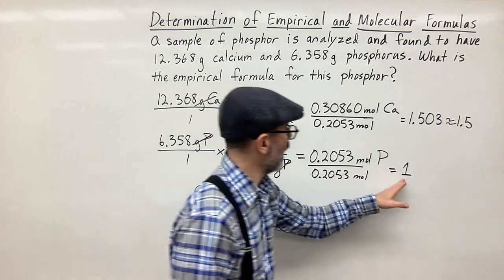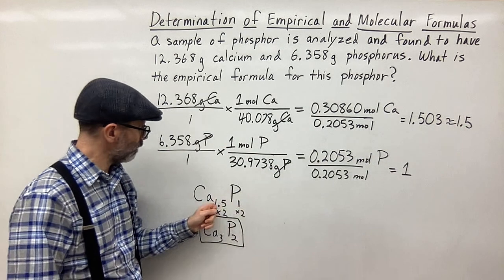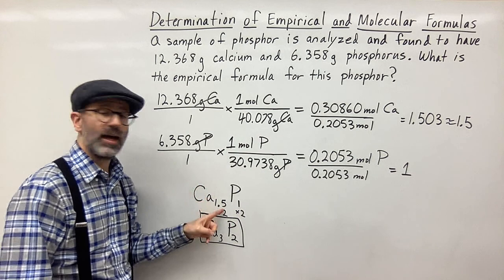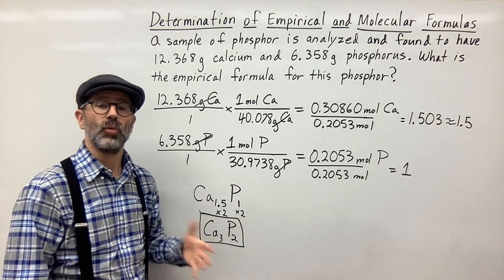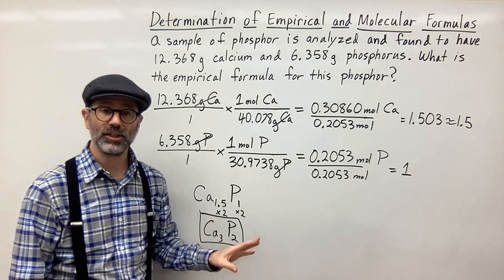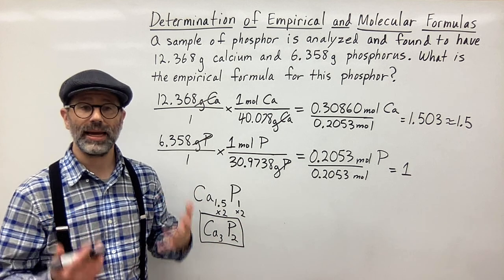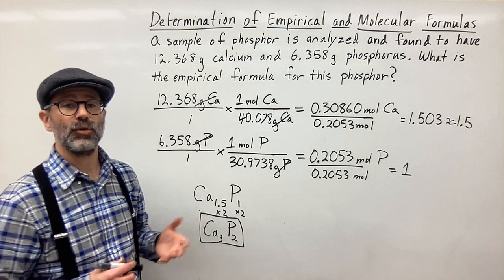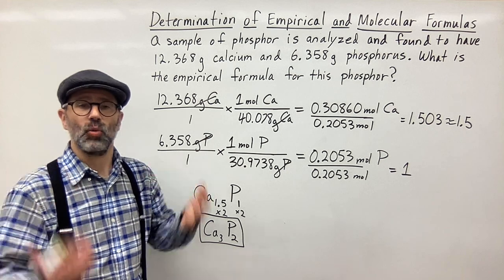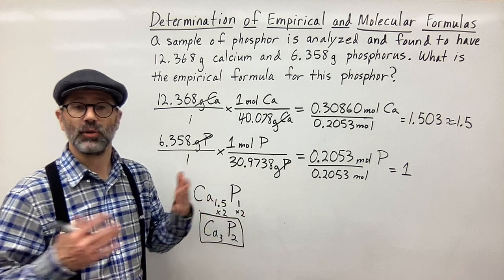Then since we got this ratio of 1 to 1.5, we put those numbers in as subscripts for the elements. And then last but not least, we get rid of the fraction by multiplying by the factor to get rid of that fraction. And this is true for any fraction. So if you get 1.333, well, .333 is 1/3. So then you would have to multiply by 3 to get rid of the fraction.